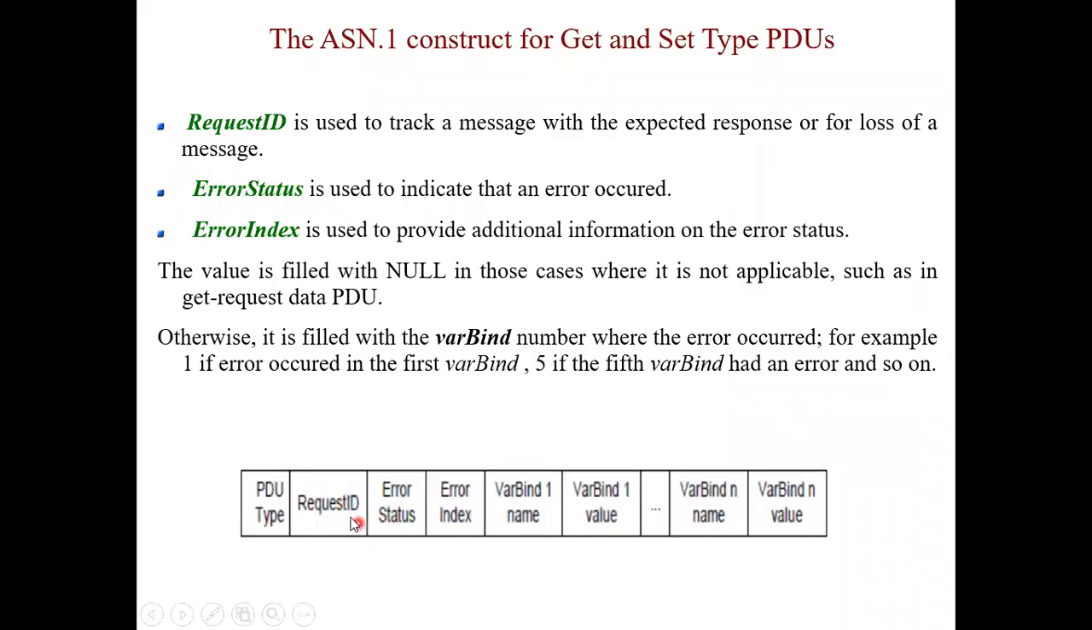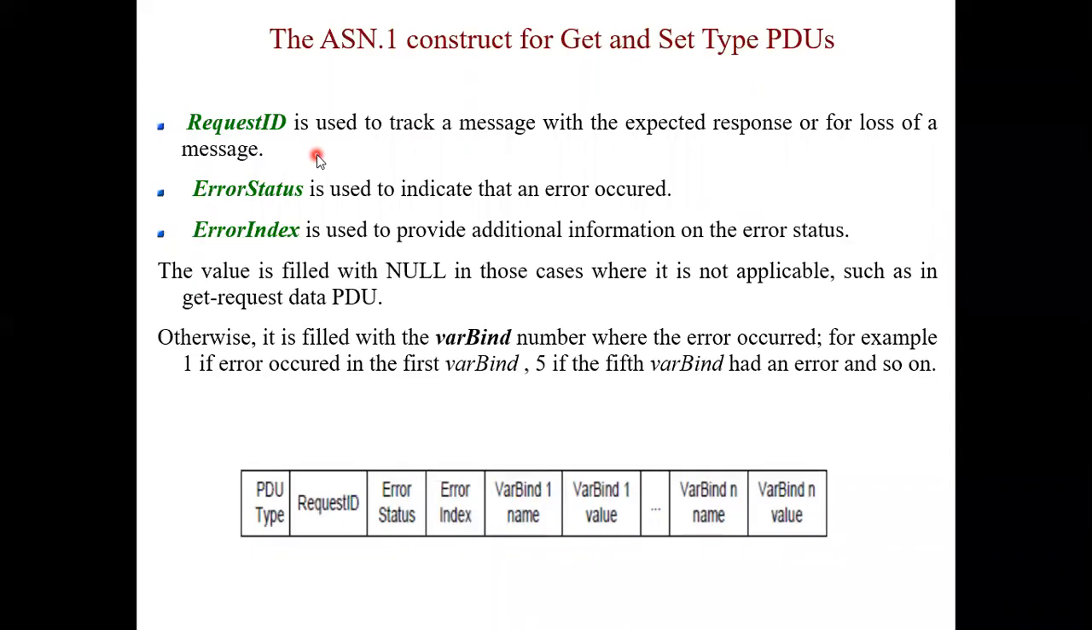So the next field is the request ID. What is the request ID doing? The request ID is used to track a message with the expected response or for a loss of message. Suppose the manager has asked for some data from the agent. Obviously there will be a request ID, because the manager is asking for multiple data as and when required. So I should know, this is my first request.